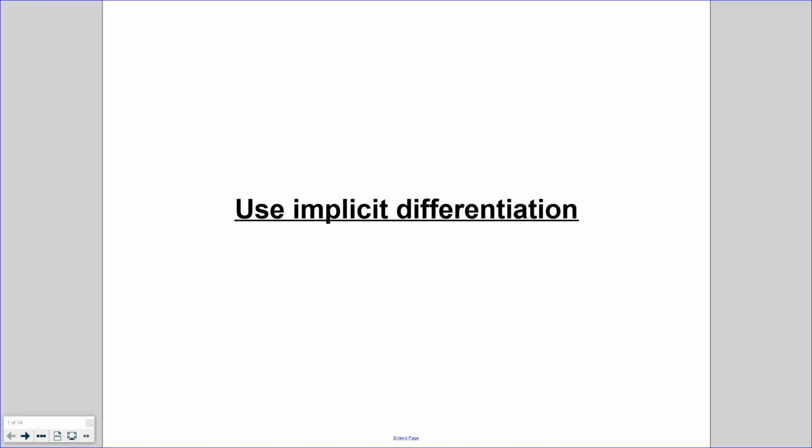Use implicit differentiation. Well, before we learn how to use implicit differentiation, we should probably talk about what implicit differentiation is. So, what is implicit differentiation? Well, implicit differentiation is just the differentiation of an implicit function. Oh, duh, easy, right, no problem. Except what is an implicit function? That was a great question.